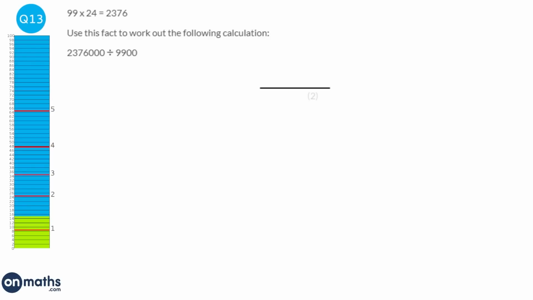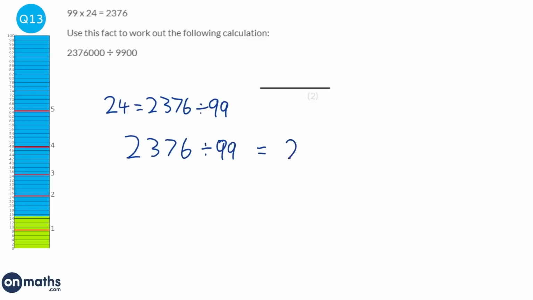So we need to rewrite this fact here so that it looks like this. So I'm just going to focus on this fact, and what I'm going to do is divide both sides by 99. So we end up with 24 equals 2,376 divided by 99. Now you can see that that looks like that, which is kind of the point. So I'm just going to swap that around. So 2,376 divided by 99 equals 24.